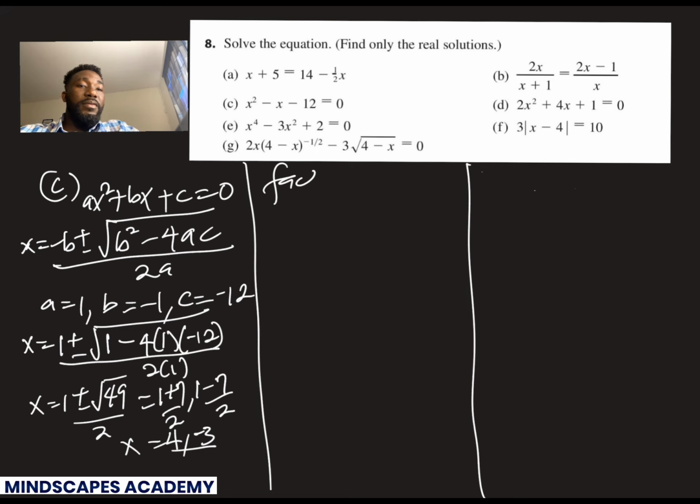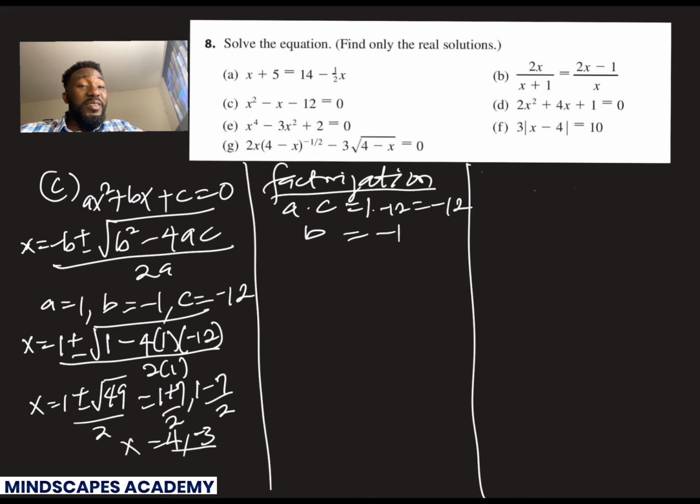So factorization now. I think we've done this in one of the videos. For factorization, you find a multiplied by c and you find b. Then you look for two numbers that when you multiply give ac, and when you add give b. Now what is our ac? We know a already, 1 multiplied by negative 12, which is negative 12. And our b is negative 1. So we need two numbers. Let us cheat a little bit from the problem we previously solved. We have 4 and negative 3.